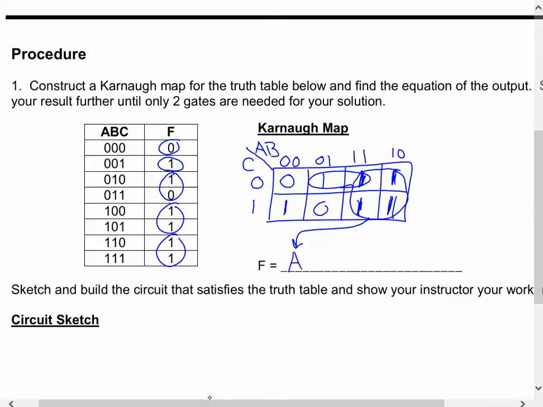So then I just write A, and notice it's uncomplemented because A stayed 1 in all 4 of those cells. B changed, so I do not include it in my term down here. Also notice that C changed, so I don't include it as well. Alright, and then I can say or, go to my next term here.